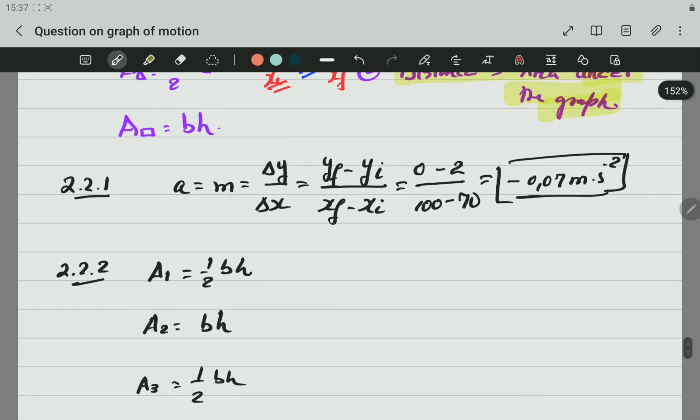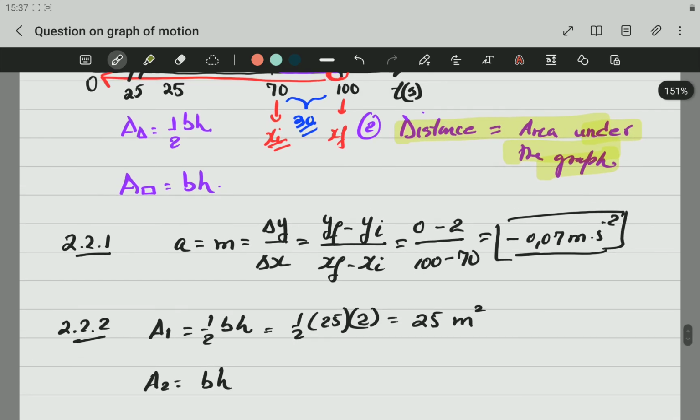Alright, so for the first one, it's equal to half multiplied by 25 multiplied by 2, and the answer is going to be 25 meters. Remember, we're calculating area. The unit for area is meter square. Okay, but this one will be equivalent to distance, so later on we leave it in meters.